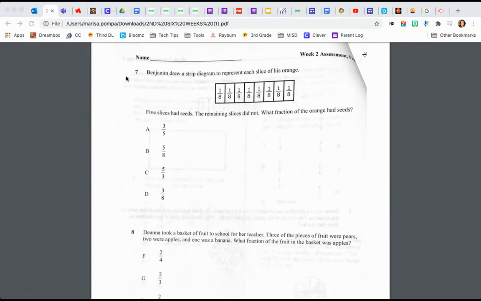Number 7. Benjamin drew a strip diagram to represent each slice of his orange. 5 slices had seeds. The remaining slices did not. What fraction of the orange had seeds? Is it A, 3/5, B, 5/8, C, 5/3, 5 out of 3, or D, 3/8, 3 out of 8?